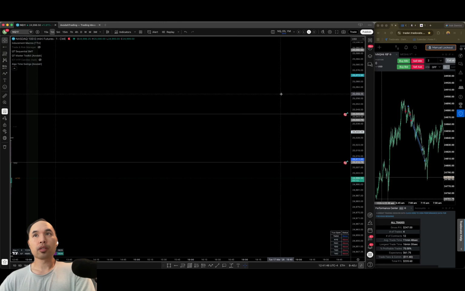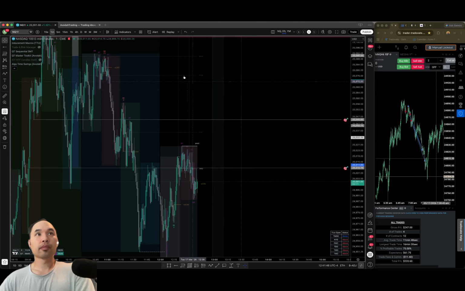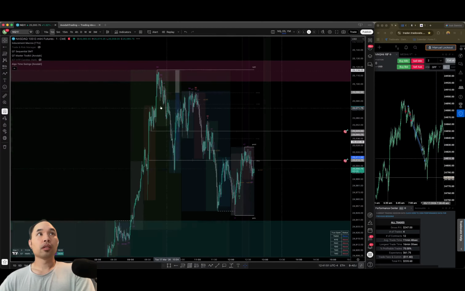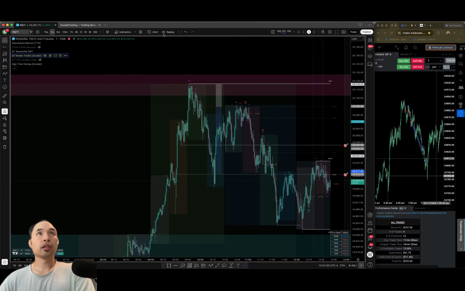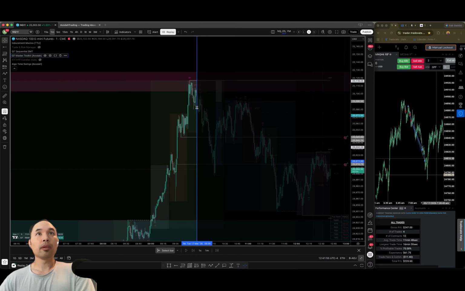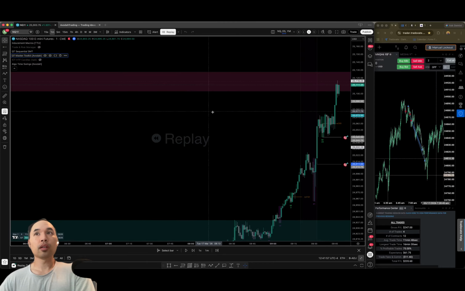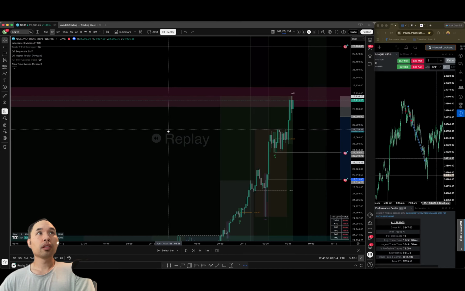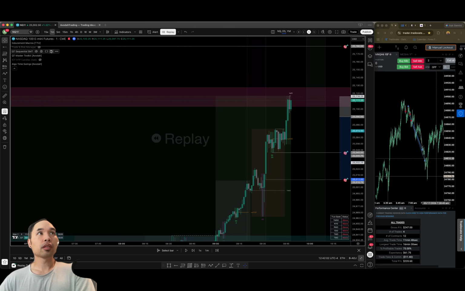Sorry guys, let me just get back to where I was at. There it is right here. I don't know why my SMT indicator is not loading up here. Let me just turn on again.